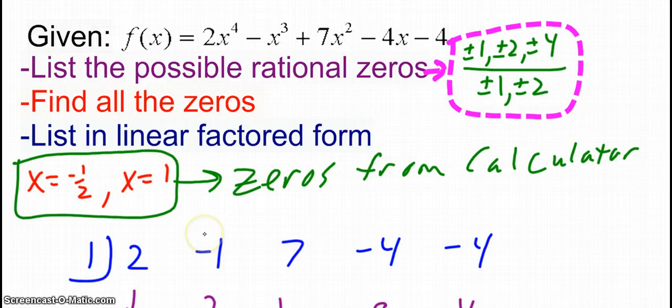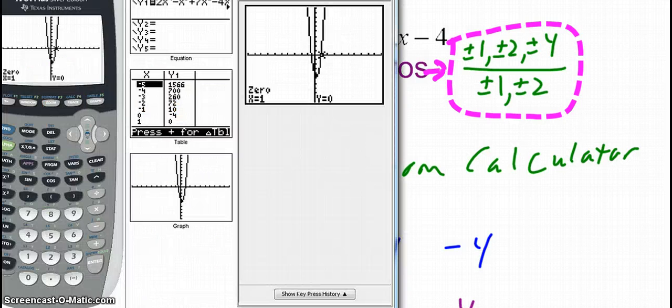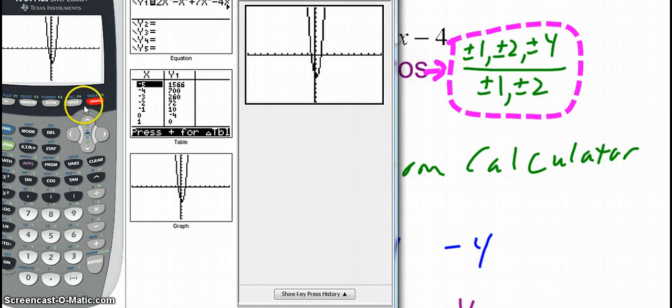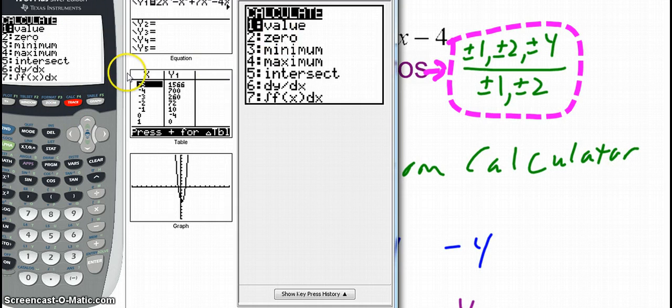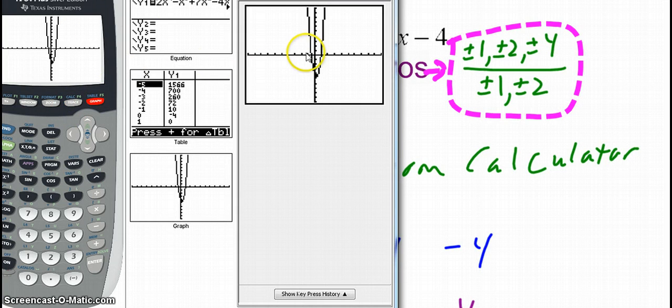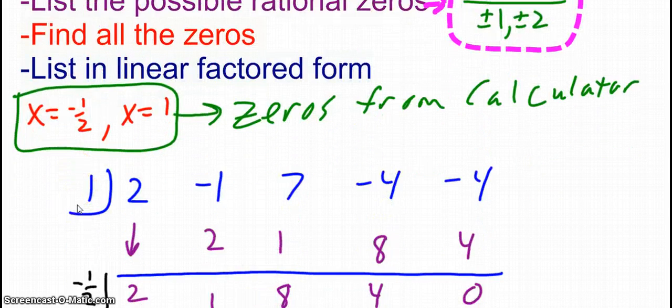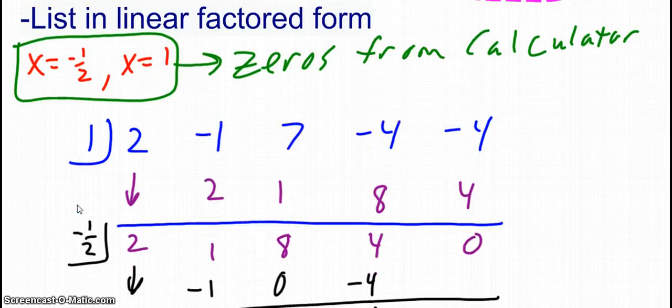Now, how did I find the zeros? So I used my calculator. I put the function into my calculator, so you can see I have the function in here. I looked at the graph, and then I did second trace and 0 to find the two zeros that I can see on the graph. And so this one was negative 1/2, this one was positive 1. So I used the calculator to get as much of that as possible. Then I did synthetic division with those two zeros.